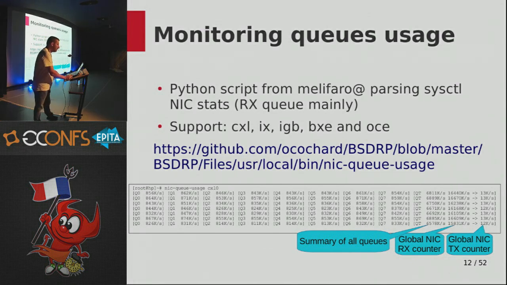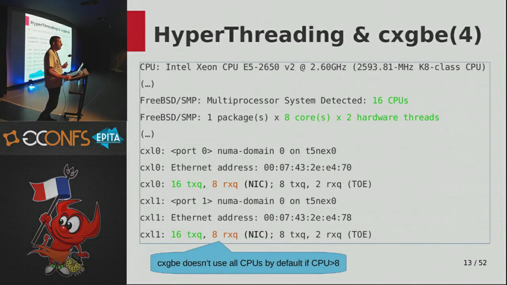The second step is about what a core is today. Here is an example, just on my Xeon with a Chelsio card. When I boot my server in default mode, you see 16 CPUs, 8 cores with 2 threads each. The Chelsio default driver chooses to create a maximum of 16 transmit queues, one for each CPU, right? But only 8 receive queues. I don't know why 8, but okay, it chooses 8.